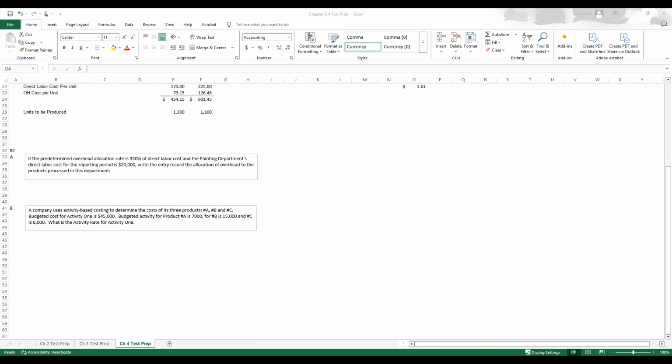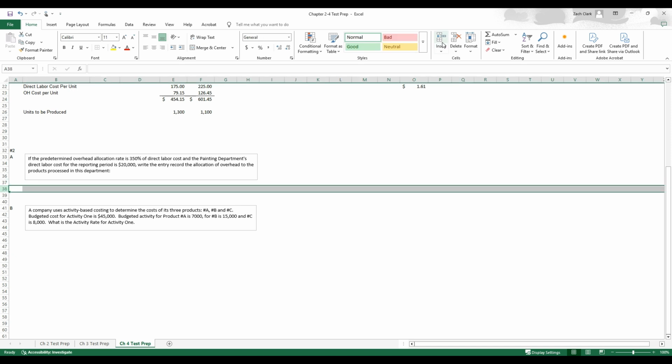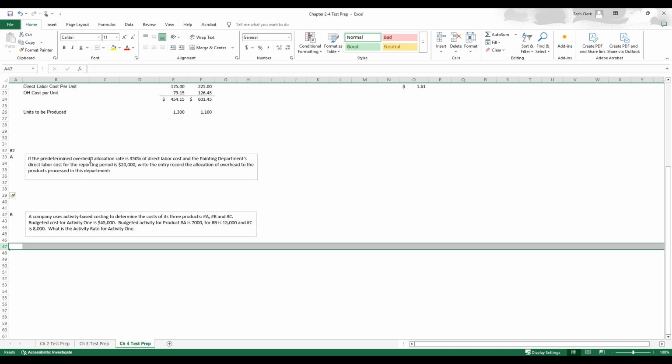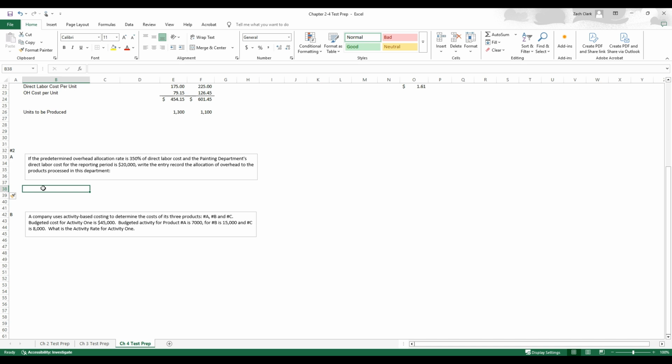Okay, we've got a couple problems down here to answer. Let's see. Again, I think these are more just general and not so much specific to the ABC above for chapter 4, but instead this one just tells us the predetermined overhead rate is 350% of direct labor costs, and the painting department's direct labor cost is $20,000. Write the entry to record the allocation of overhead to the products processed in the department. So this one's talking about departments. I think this one's more of a process costing type of problem. But let's take a look at how to do that.